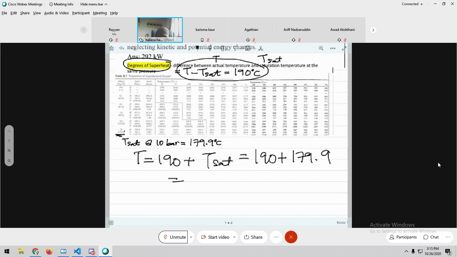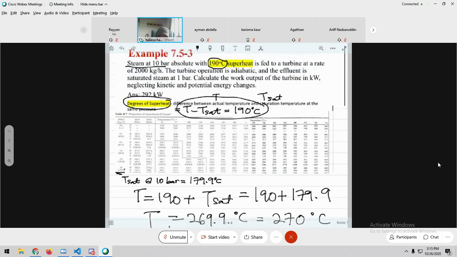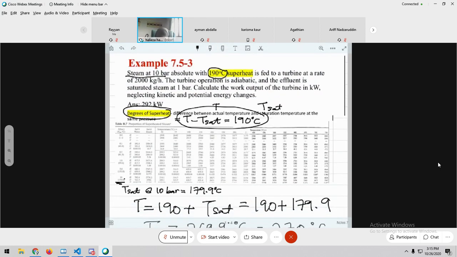So what's the answer? Anybody? What is the actual temperature? 369.9, that's about 370. Okay, 370 degrees C is the actual temperature of this problem. Your steam is at 370, superheated. Why is it superheated? Because the actual temperature is beyond the saturated temperature by 190.